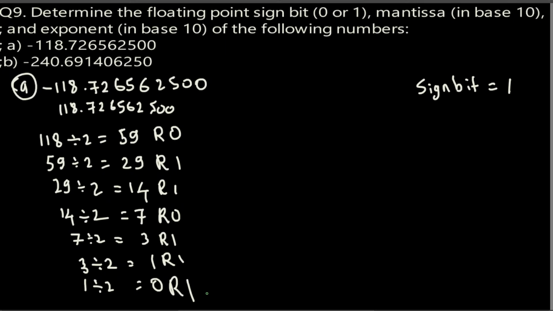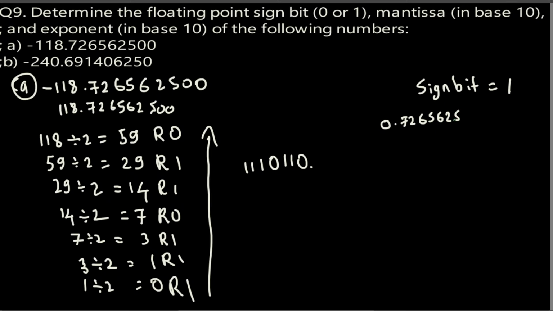Okay, and then we read from bottom to top. So this is 1110110. Now we have done the integer part. Now let's go ahead and do the fractional part. The fractional part of this one is 0.72656250. So to find out the binary equivalent of this one, we have to keep on multiplying this one by 2 until we get 0.0000.